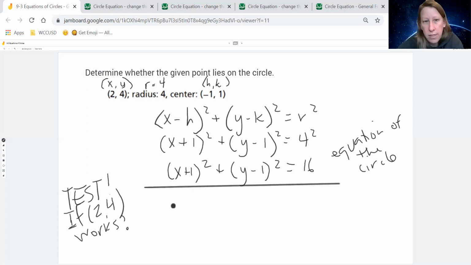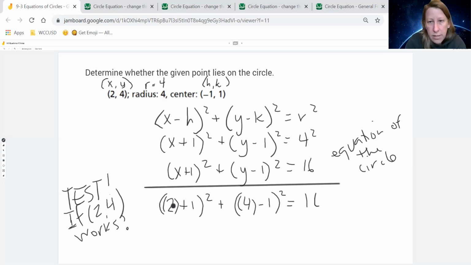So that's my equation, and now I'm going to do my test. I'm going to substitute x for 2. And what am I going to change the y into? I'm going to change the y into a 4. And I'm going to see, is that going to equal 16? If it does, that point's on the circle. If it doesn't, that point is not on the circle.